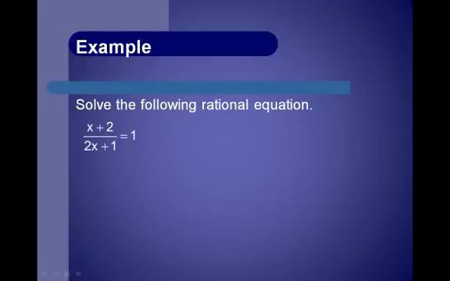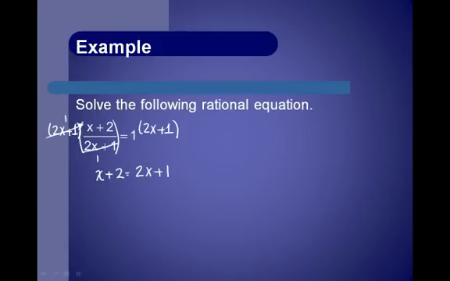Example 1. Solve the following rational equation. Well, in this equation, the only denominator is 2x plus 1. So what our property says is, if we multiply both sides of the equation by the least common denominator, 2x plus 1, then in the first fraction 2x plus 1 will divide into that once. So we end up with x plus 2 equals 1 times (2x plus 1), which would just be 2x plus 1.